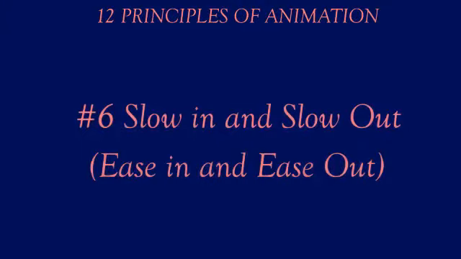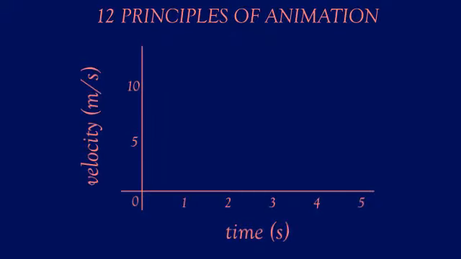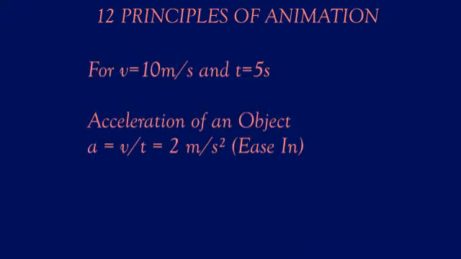The sixth principle is slow in and slow out, or sometimes addressed as ease in and ease out. The principle suggests that almost every movement needs time to accelerate and slow down. In terms of metric units in physics, acceleration of an object is measured by distance per unit squared time. For example, a ball starts from rest and reaches 10 meters per second in 5 seconds. The answer is 2 meters per second squared, that is the part of ease in.